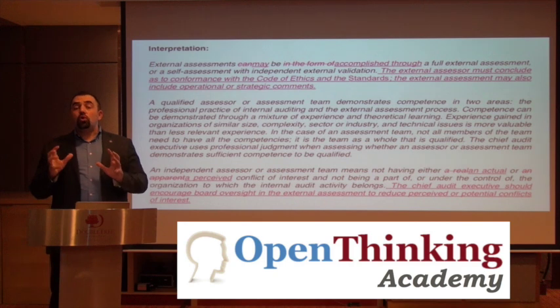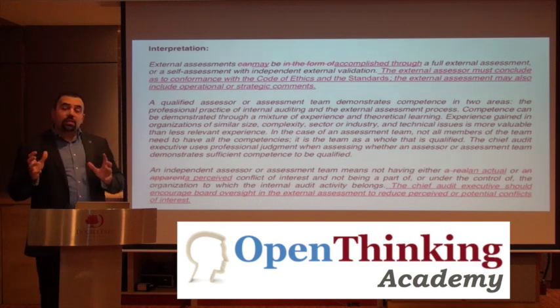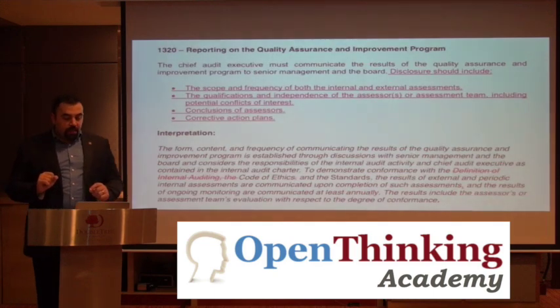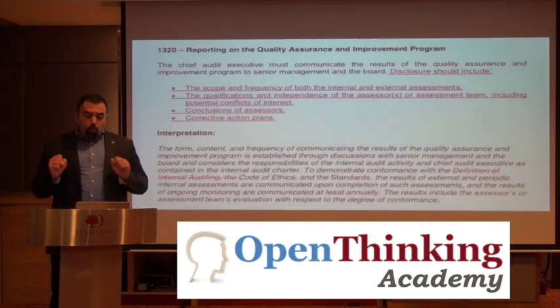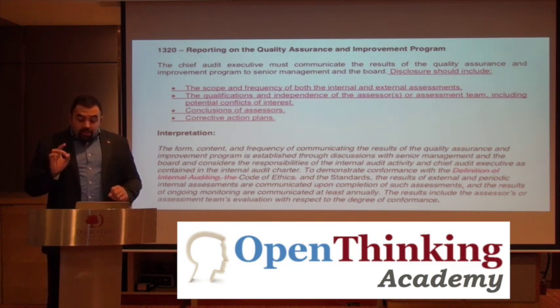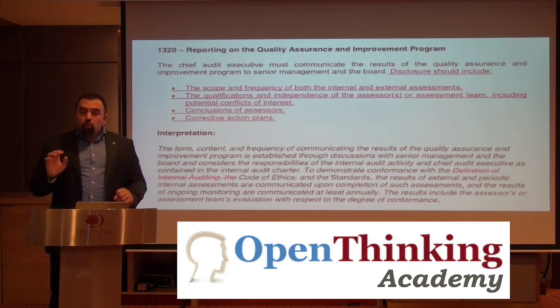Board of directors should look at the work of the assessor and ensure they are doing their job in the right way. They need to do monitoring oversight. Now, what are the reporting requirements related to quality assurance and improvement program? They say the chief audit executive must communicate the results of the quality assurance and improvement program to senior management and the board. Disclosure should include the following.